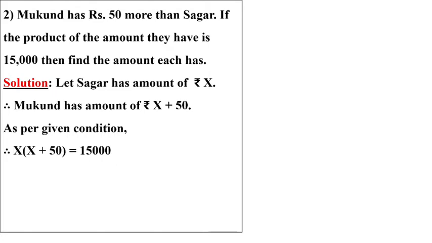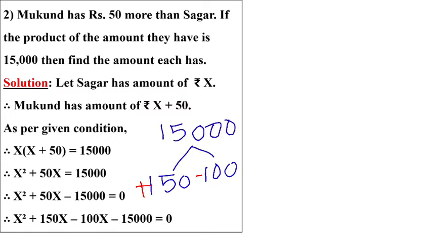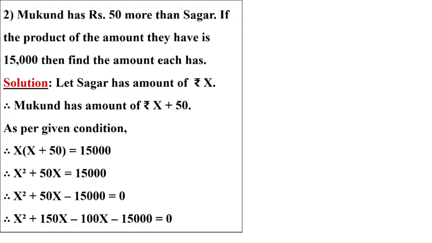We will solve the bracket first. x into x, x square, plus x into 50, 50x, equal to 15,000. So 15,000 will come to the left side and become minus 15,000. We will factorize. We want plus 50, so 150x minus 100x is the answer. It means we can split 15,000 into 150 multiplied by 100. We need plus 50, so 150 will be positive and 100 will be negative.